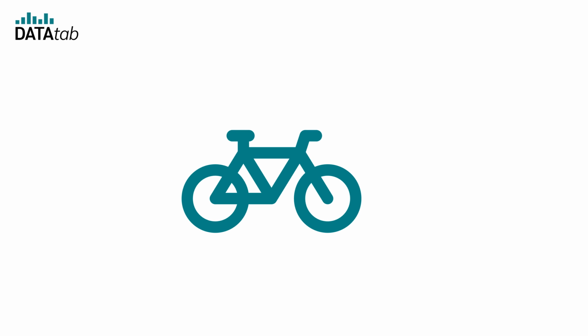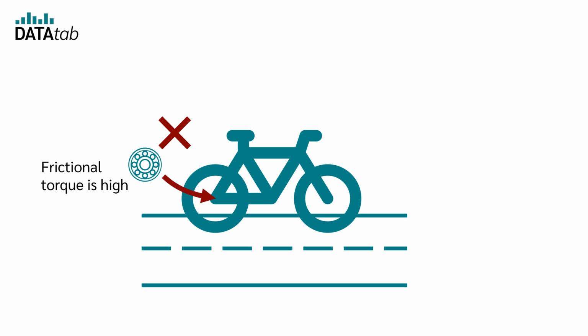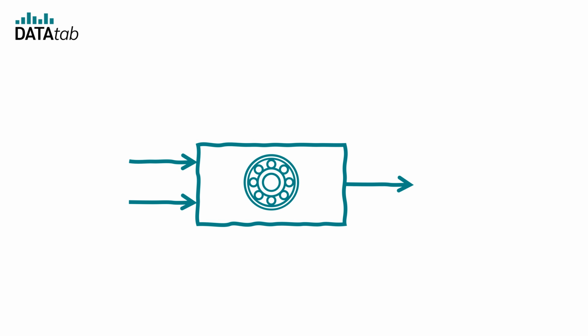Let's look at an example. When you pedal a bike, the wheels rotate around a central rod, known as the axle. To ensure that the wheel can spin, there are bearings. Now imagine you're pedaling your bike on a smooth road. If the bearings are in good condition, the wheels will spin easily. The so-called frictional torque in this case is low. If the bearing is not in good condition, you have to push harder to keep the same speed because there's more frictional torque.